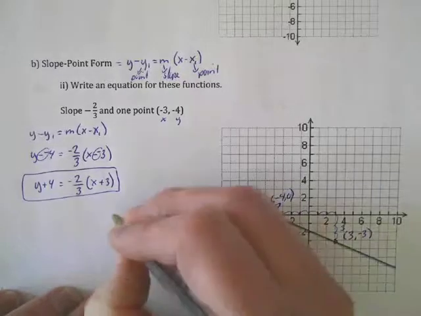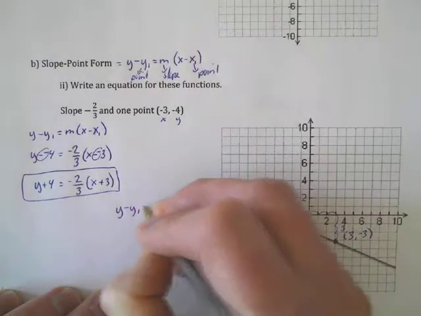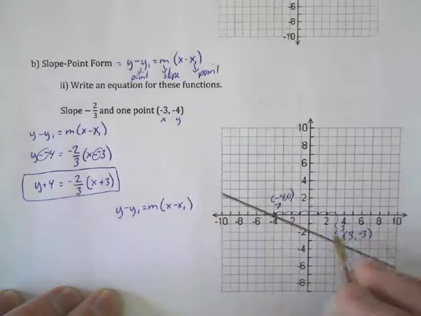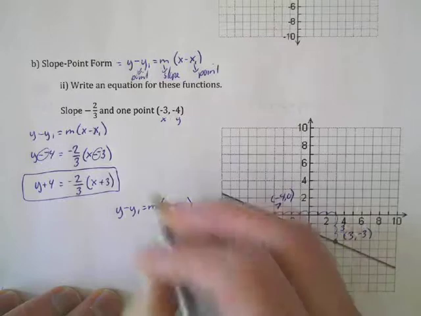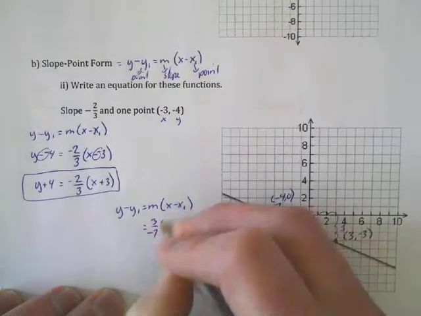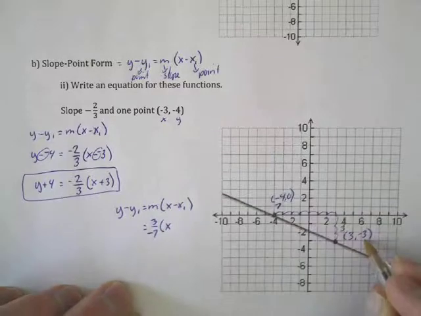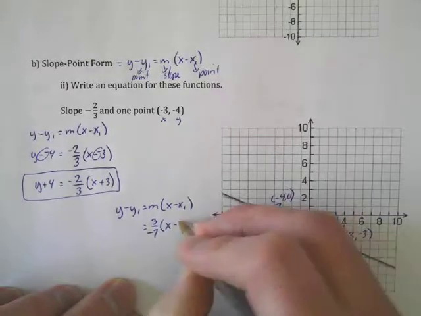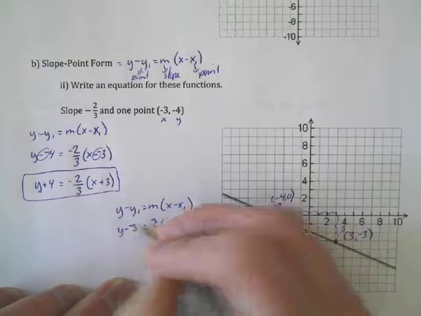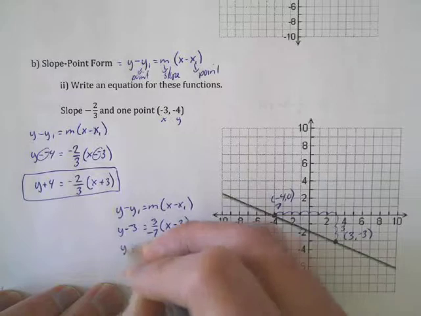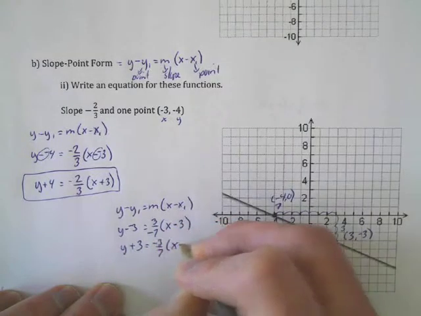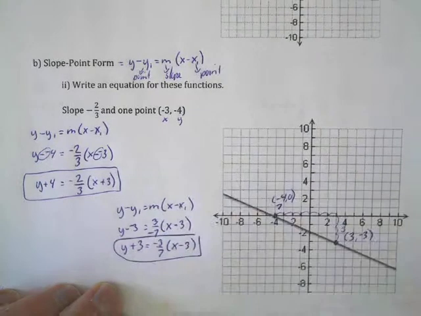So y minus y1 is equal to m times x minus x1. My slope I found out was 3 over -7, and I could pick one of these points. So it'll be x minus 3, and the other one would have been y minus -3, which would be y plus 3 is equal to -3/7 and x minus 3. So there's that.